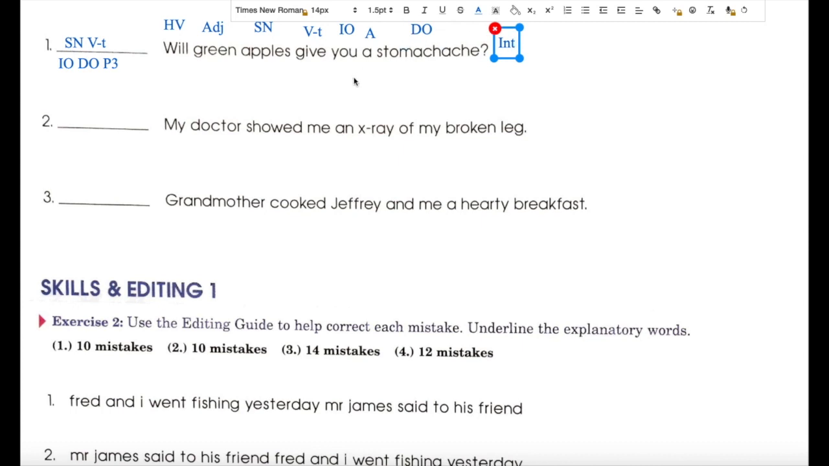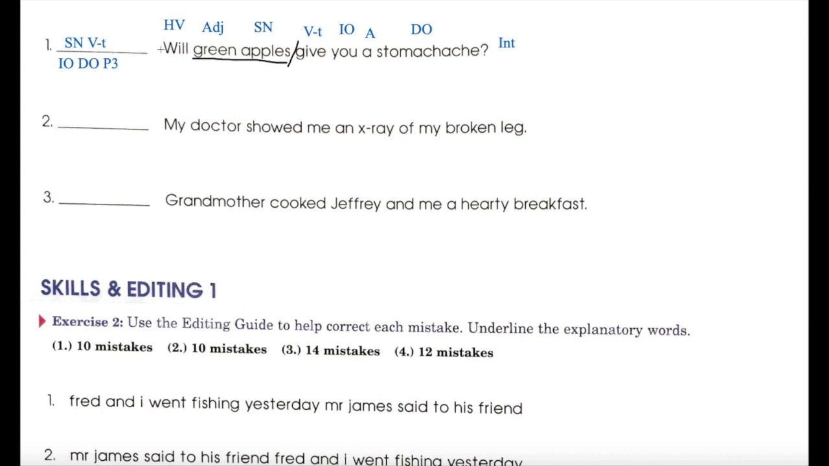Let's go back to the verb. It is give. Let's divide our complete subject from our complete predicate. Green apples is our complete subject. The rest is predicate, but we do have a verb at the beginning because this is a question, so we need to do our underlining. Green apples is the complete subject. Will is part of the predicate, so double underline that and double underline the rest of the predicate.